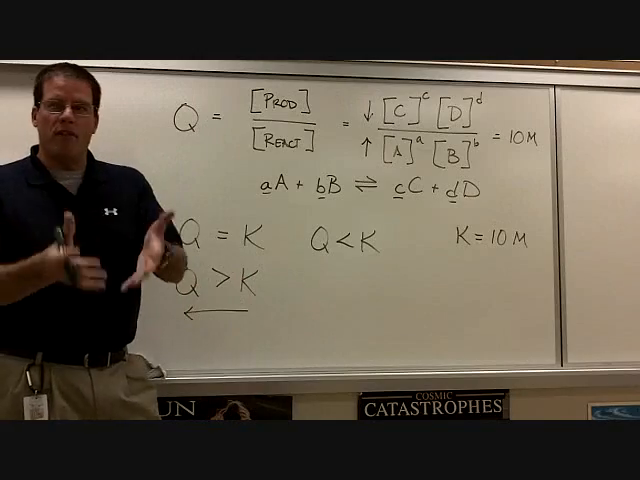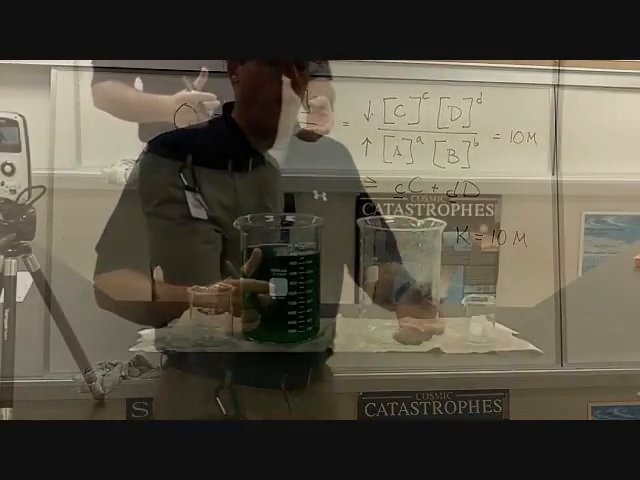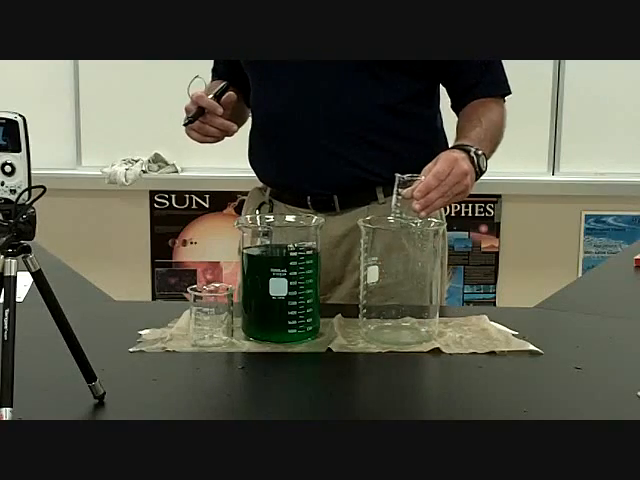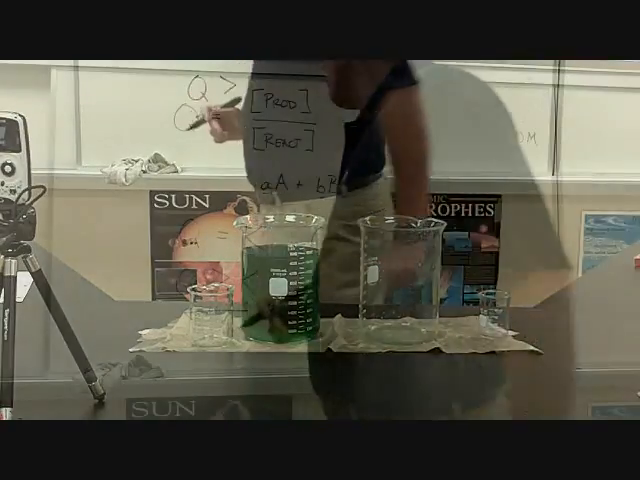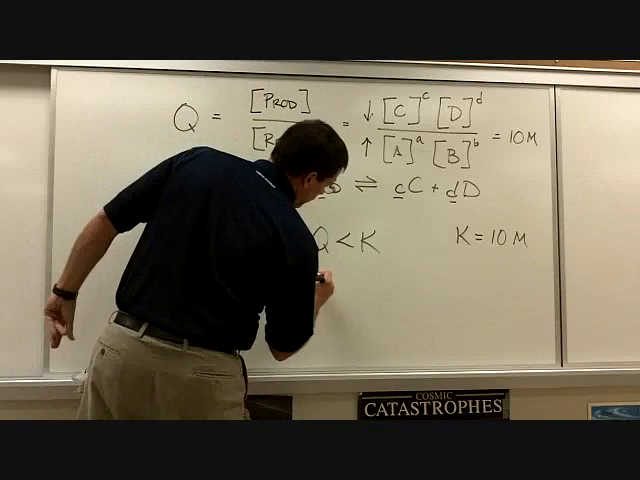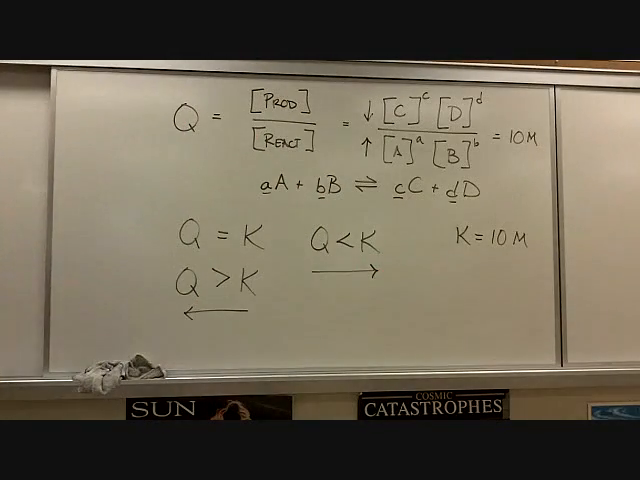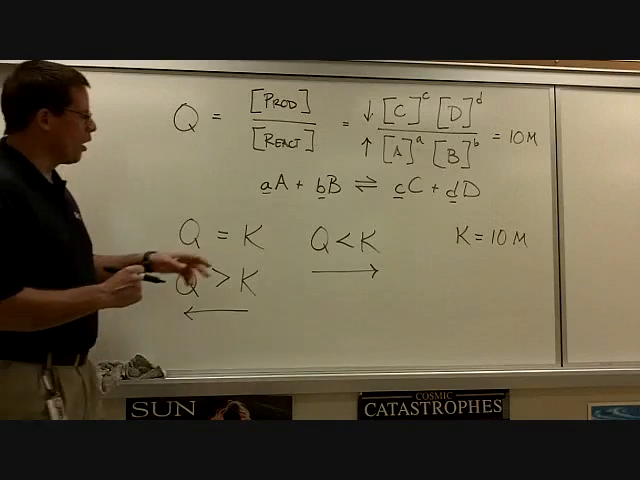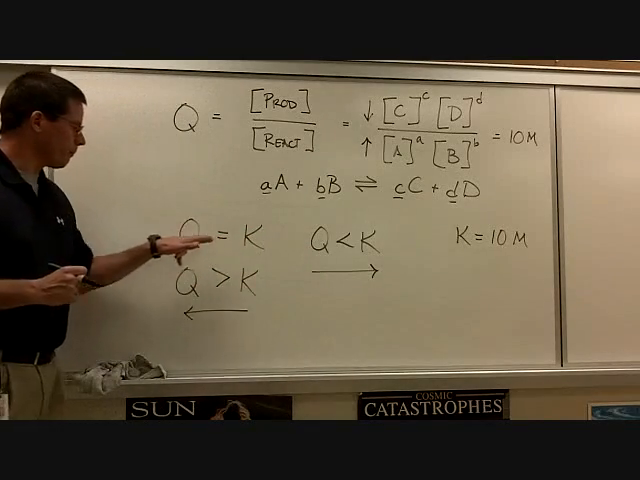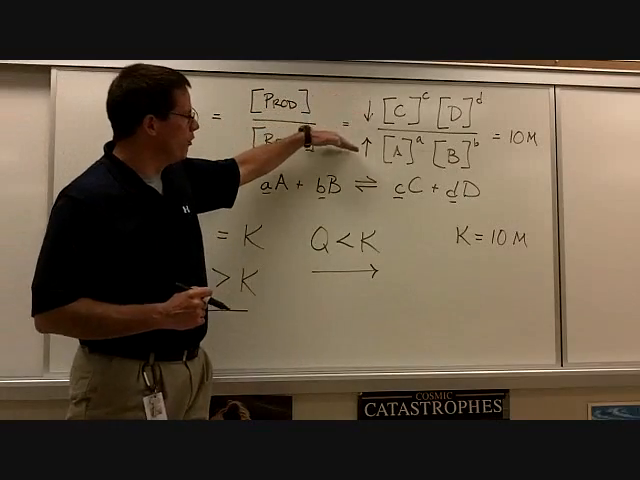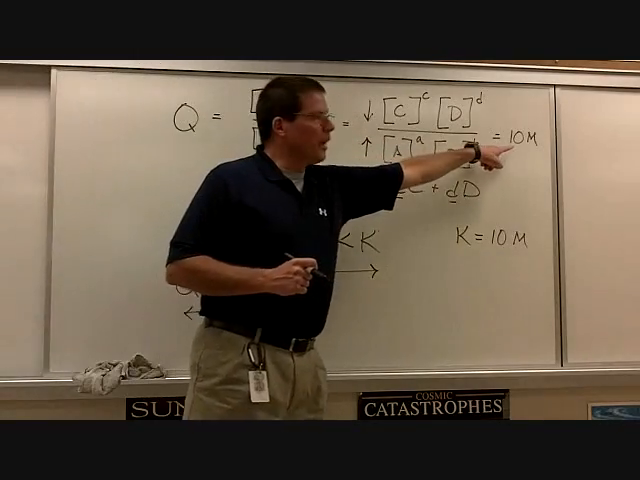But we started off with nothing but reactants, and if I were to find out how many of the products I had, none. So that means we need to take a lot of reactants and form products. So I need to shift right to get to equilibrium. In other words, I want Q to equal K. When Q equals K, that means the ratios for these are what we need them to be.